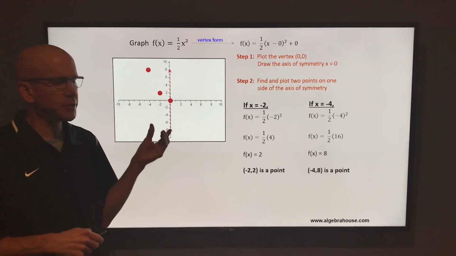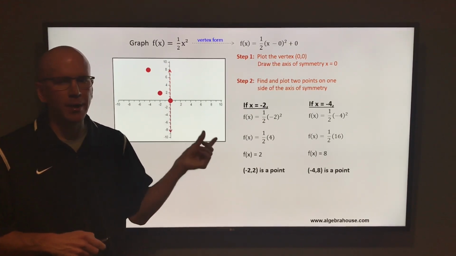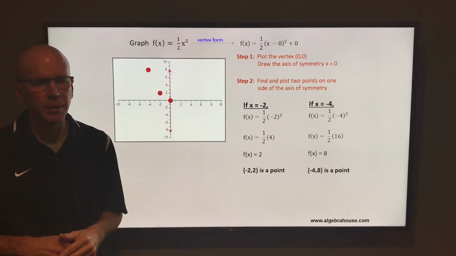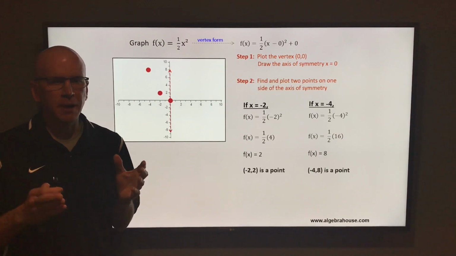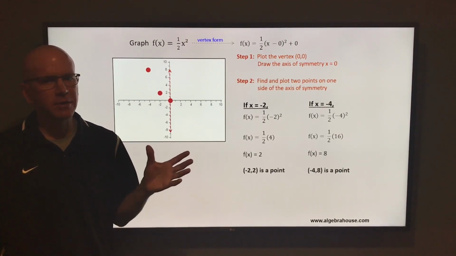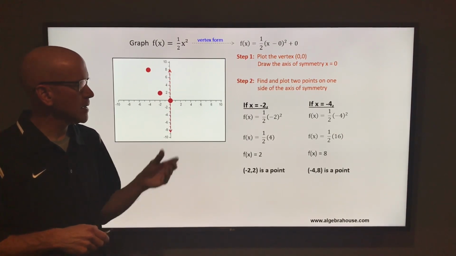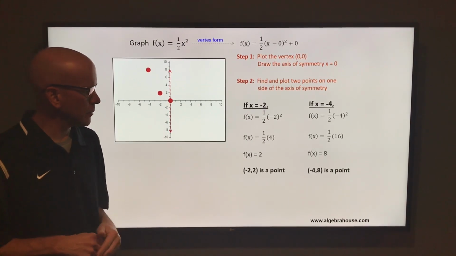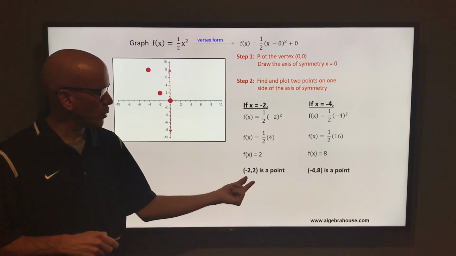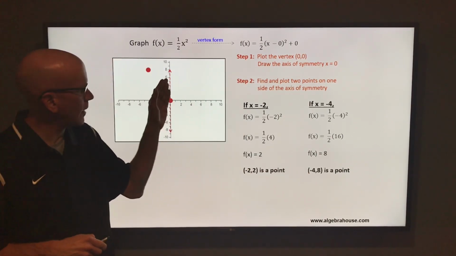Now, the more points you get down, the more accurate your parabola will be as far as graphing this on paper. Again, graphing calculator is by far the best, most efficient, easiest way to graph a quadratic function. Doing it on paper is not real accurate, not a lot of fun, but this is how you would do it. So we have the points negative 2, 2 and negative 4, 8 on the left side of that axis of symmetry.